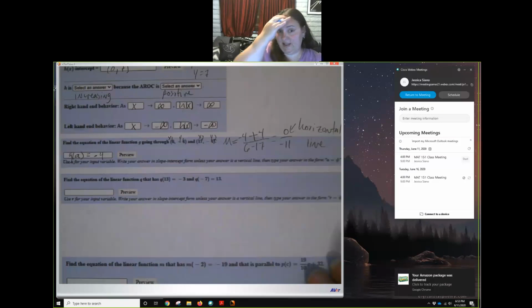So again, 0 in your numerator when you're doing slope means your line is horizontal. A 0 in the denominator when you're doing slope means your line is vertical. Okay.